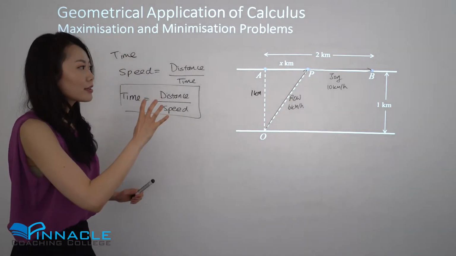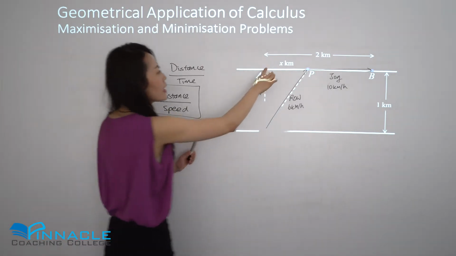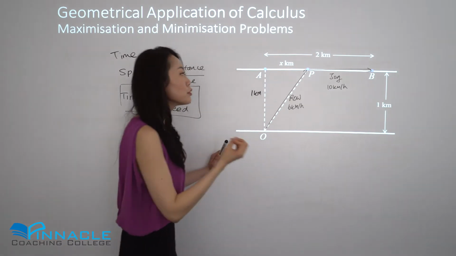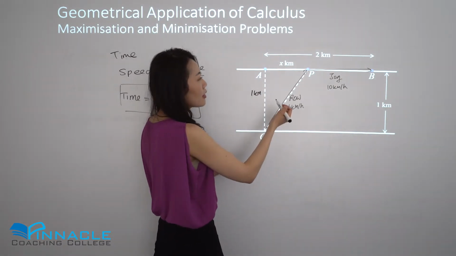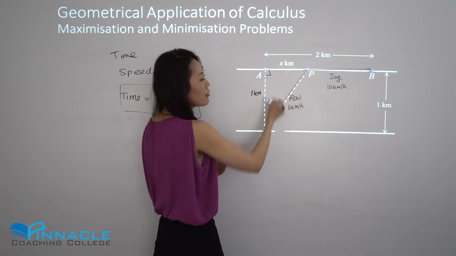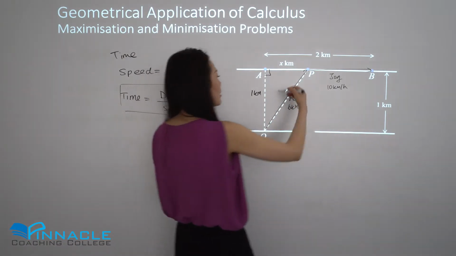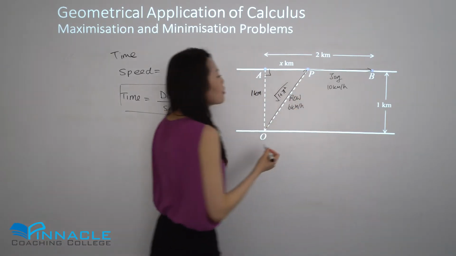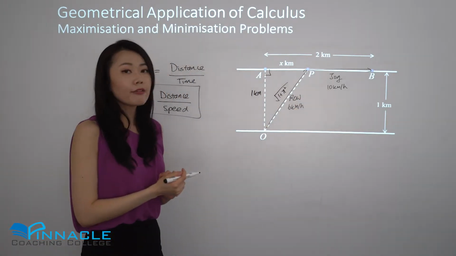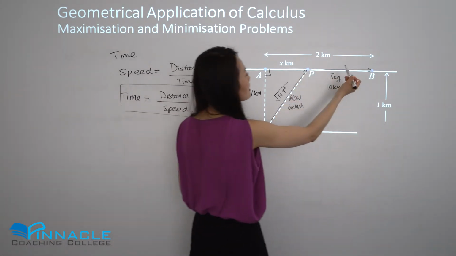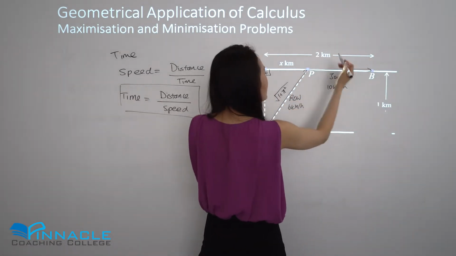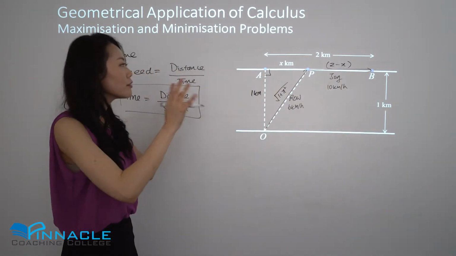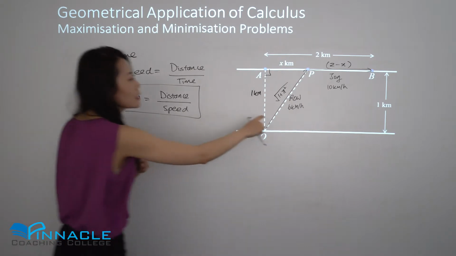Have a look at the diagram here. We've got x here, this is 1, and this whole length AB is 2 kilometers. Picking on the obvious, you've got a right angle triangle here, so Pythagoras will give you OP, which would be the square root of 1 squared plus x squared, just basic Pythagoras. And PB will simply be 2 minus x.